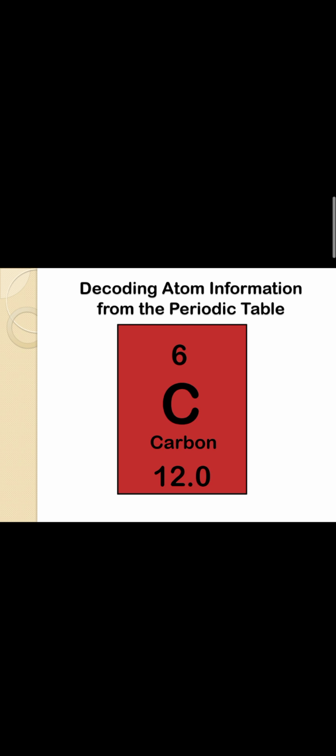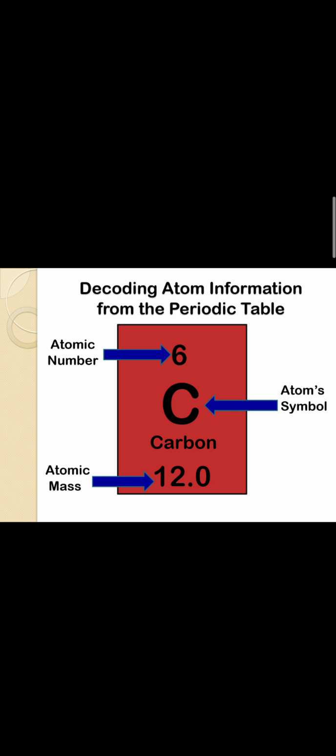This is how an element is represented in the periodic table. As you can see, the small 6 at the top is the atomic number. The 12 that is present at the bottom is the atomic mass. I'll tell you later what the atomic number and mass number of an element are. The C represents the atom's symbol, C for carbon, and here is the full name of the atom.